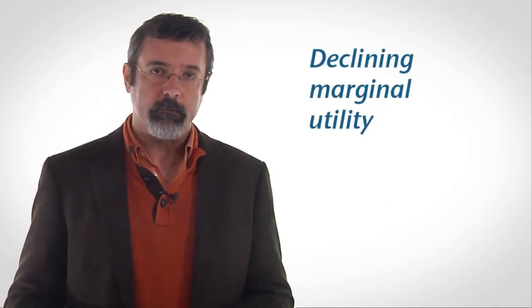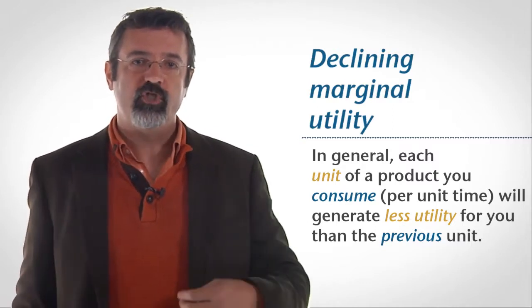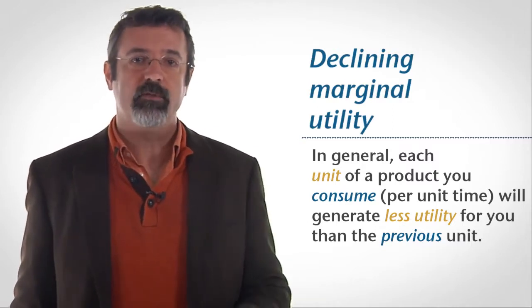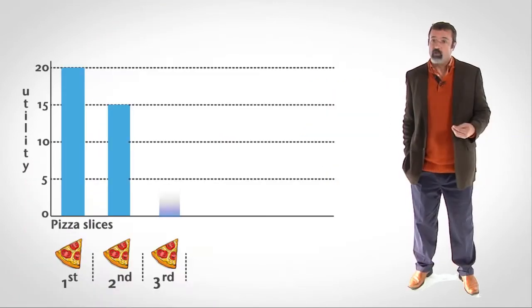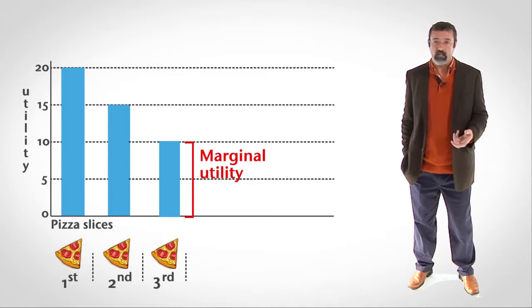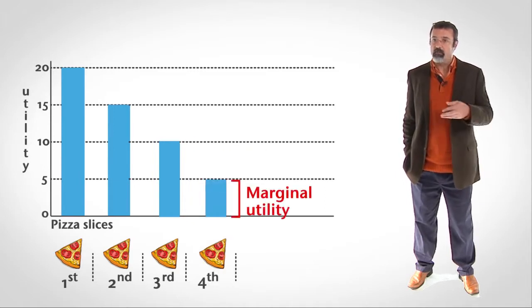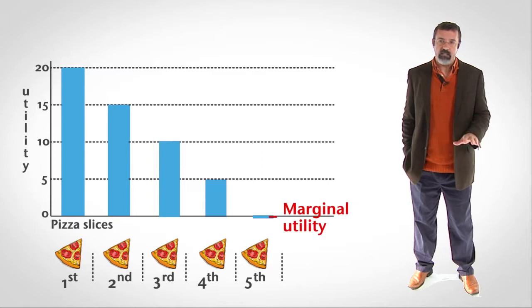We call this phenomenon declining marginal utility. In general, each unit of a product you consume will generate less utility for you than the previous unit. So you continue eating pizza. The marginal utility of the third slice of pizza is less than the marginal utility of the second. The marginal utility of the fourth slice is less than the marginal utility of the third. At some point, you stop eating the pizza.